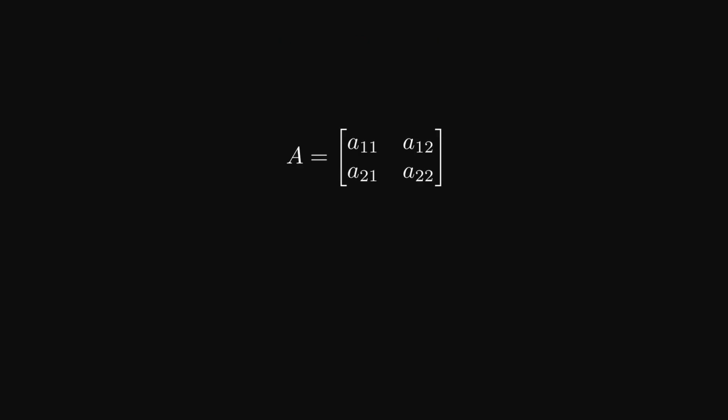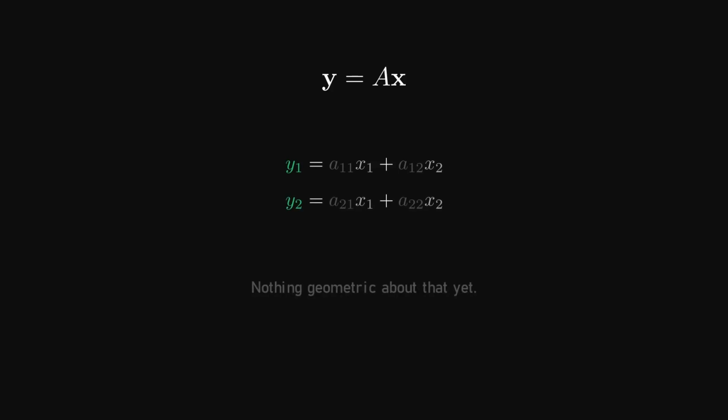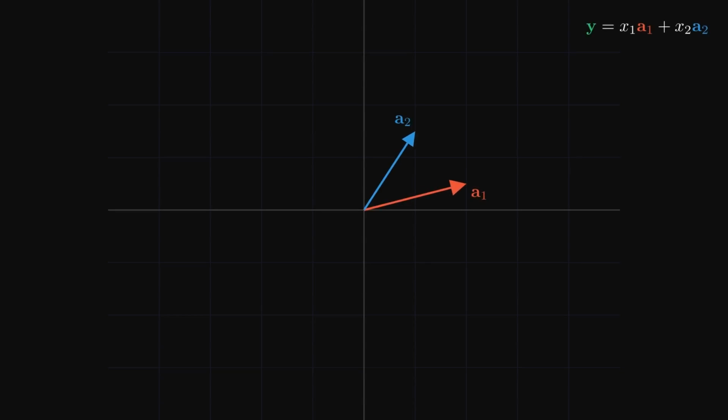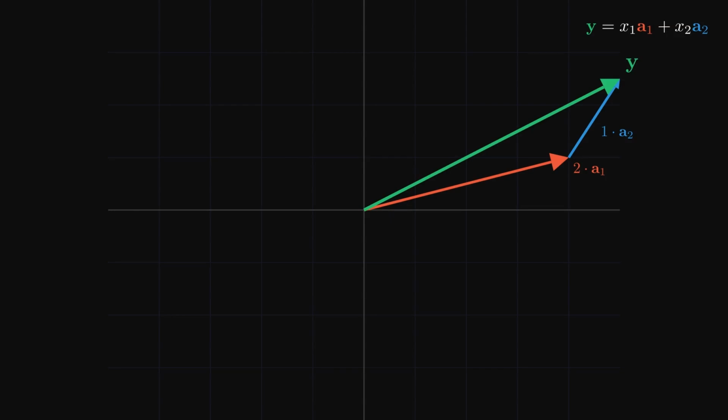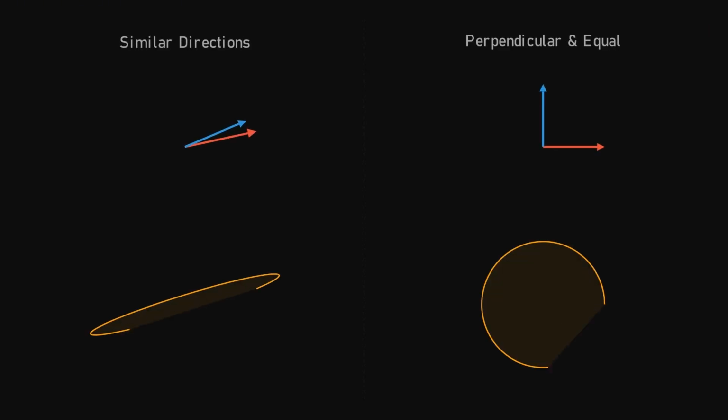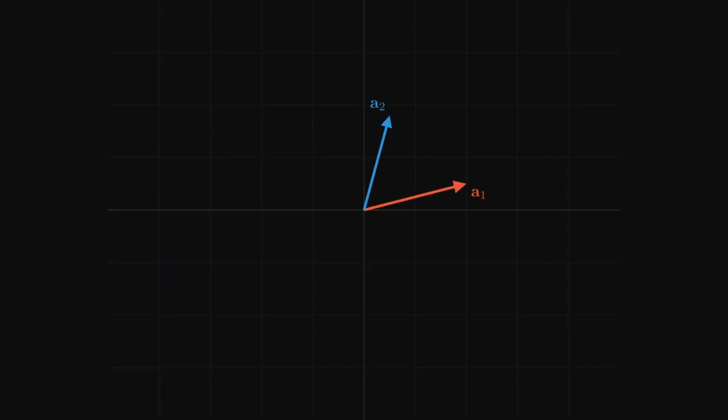Take a 2 by 2 matrix and a vector, y equals Ax. Written out, it's just weighted sums. Nothing geometric there yet, but rewrite the exact same equation by columns, and then you can see it. The output is built from the columns of A, weighted by the input. The matrix isn't producing numbers, it's choosing where vectors can land. Its columns define a new coordinate system, and multiplying by A re-expresses your input inside it.